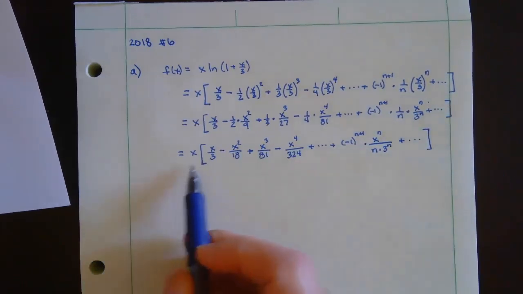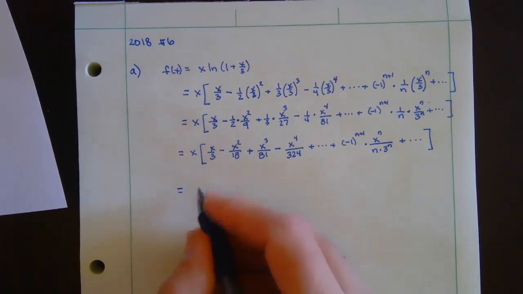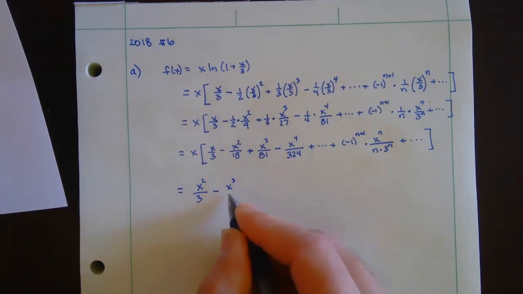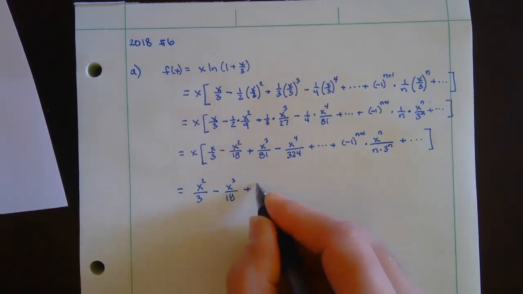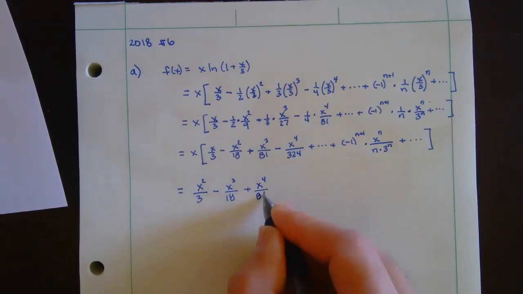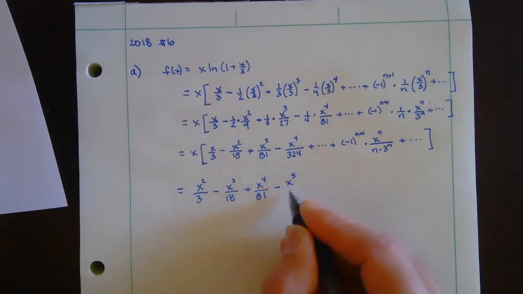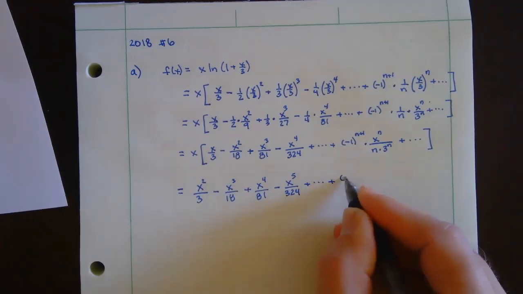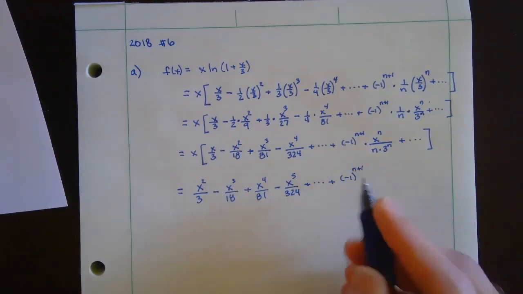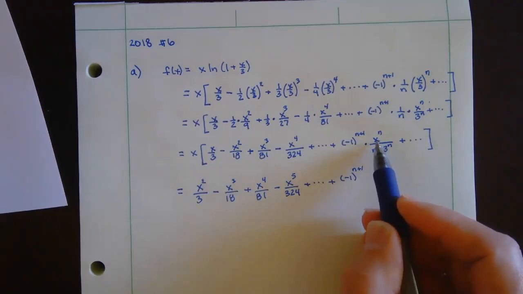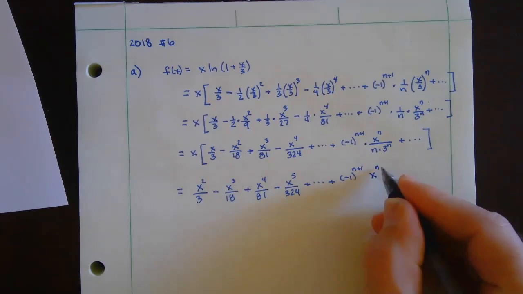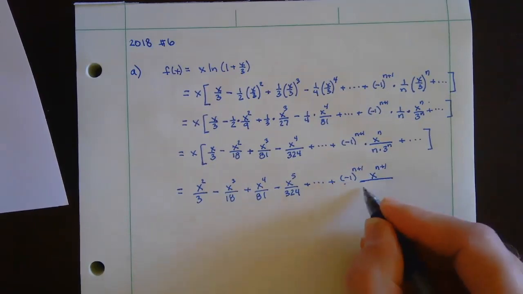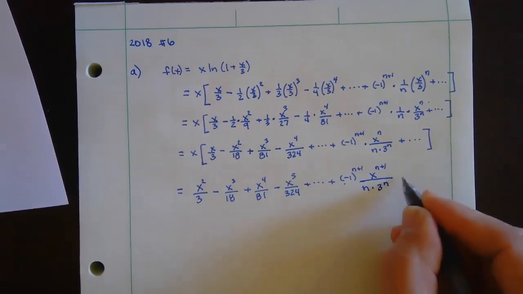Close my bracket. Okay, so now I need to bring the x in, right? So this becomes x squared over 3 minus x cubed over 18 plus x to the 4th over 81 minus x to the 5th over 324 plus dot dot dot plus negative 1 to the n plus 1, and I'm multiplying this by x, so that'd be x to the n plus 1 over, you could actually extend that fraction bar, n times 3 to the n plus dot dot dot.